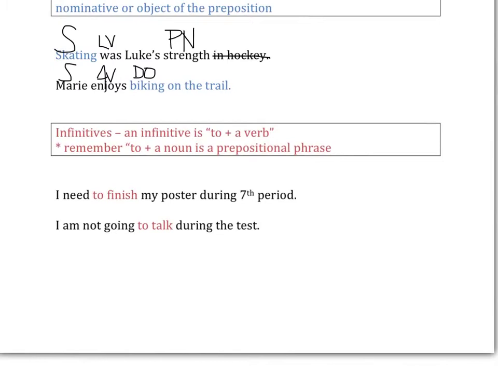I need to finish my poster during 7th period. To finish is an infinitive because finish is a verb. I am not going to talk during the test. To talk is an infinitive because talk is a verb.